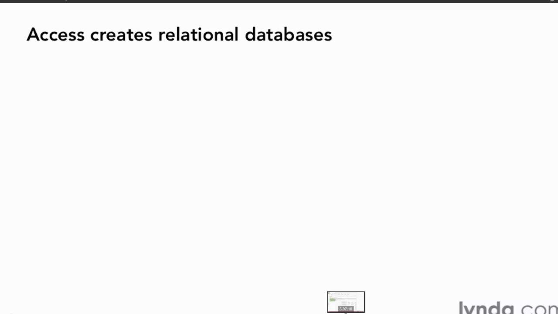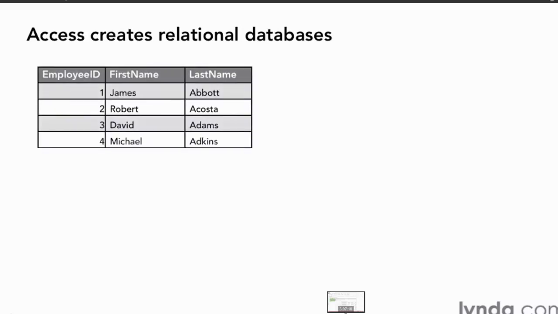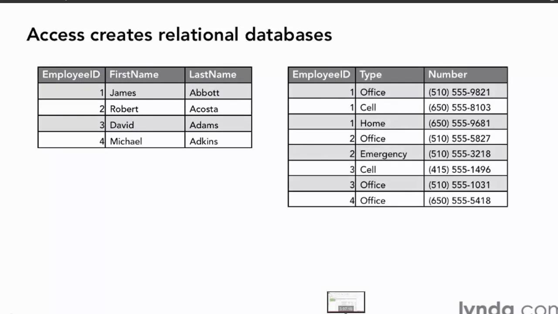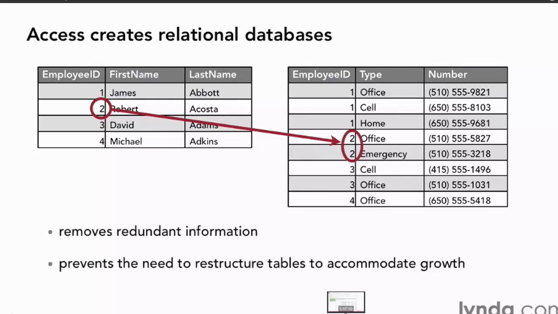Using the exact same data, we can organize our phone numbers like this, where we have one table that's just about people and another table that's just about phone numbers. By linking the two tables together with a key, in this case an employee ID, we can accommodate growth and prevent inefficiencies in our storage. We can easily add new people or additional types of contact numbers without altering the structure of the tables.